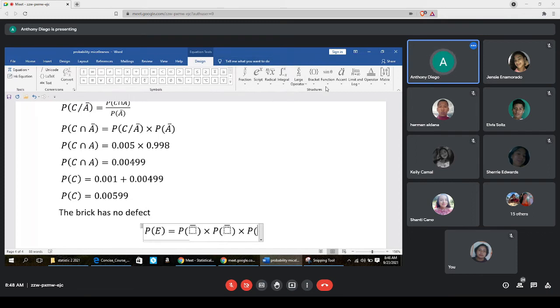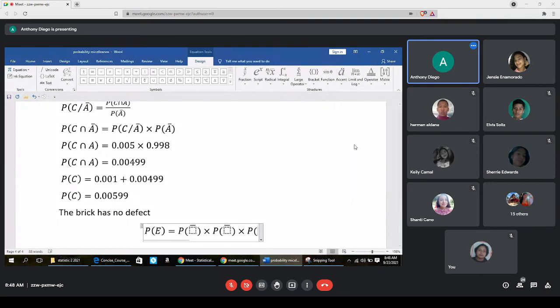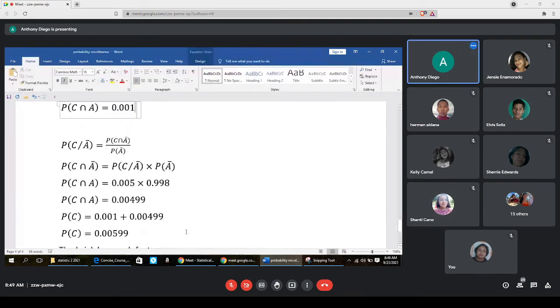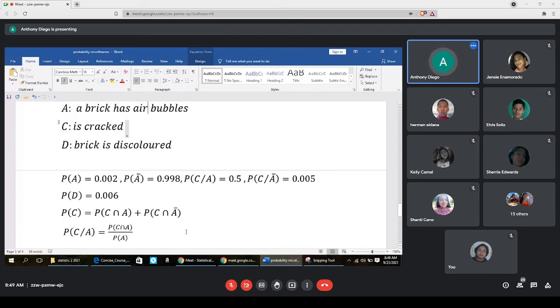Student, are you hearing me? Yes, sir. I'm asking for something. It is air something, sir. Air bubble. The first one is air bubble, it said that the brick has no defect. Remember, there were 3 defects. Previously, there were 2, air bubbles and crack. And then they've mentioned one further, discoloration. So, brick is not cracked, sir? Yeah, because it said that it has no defect.